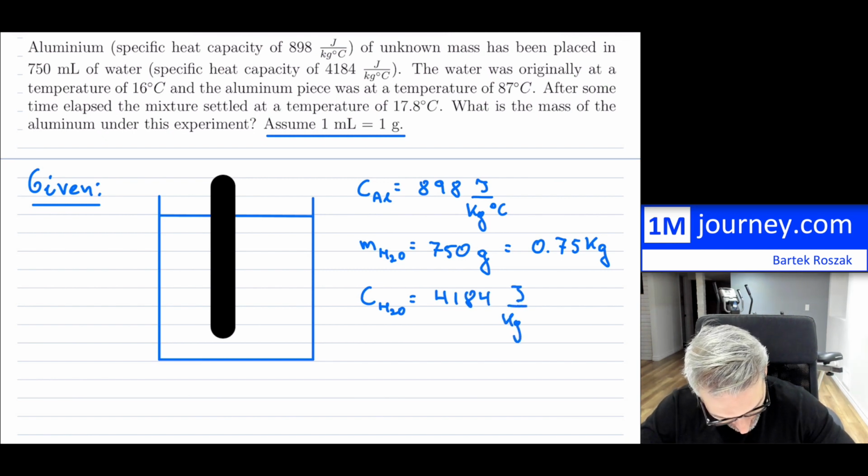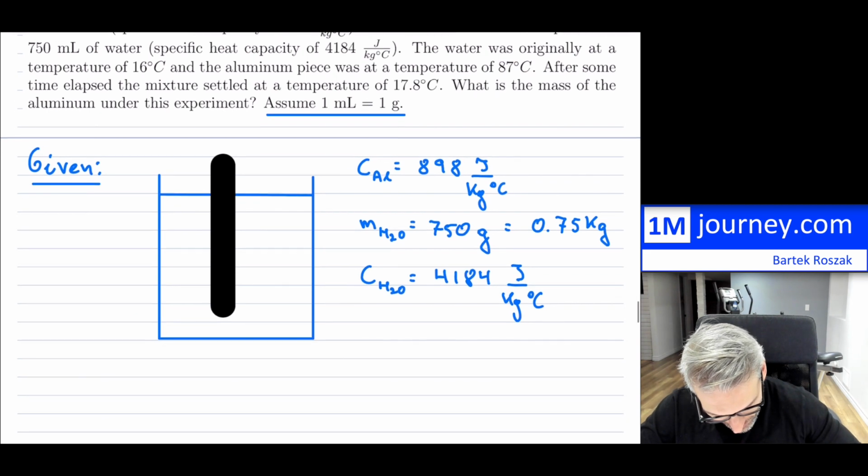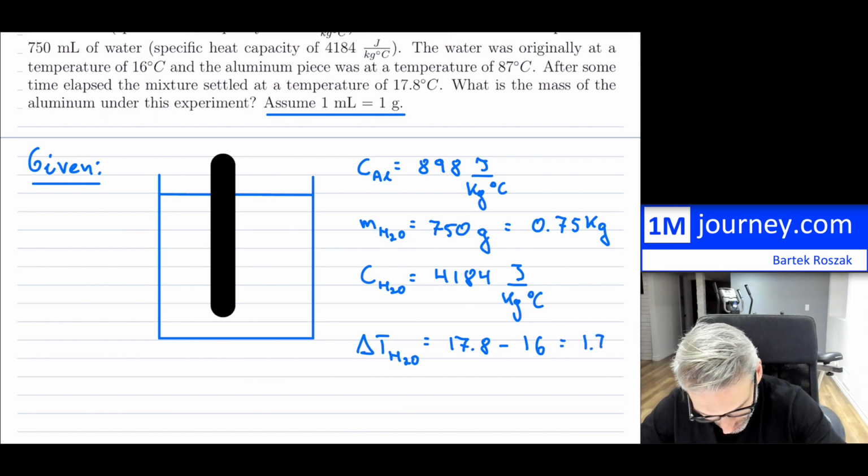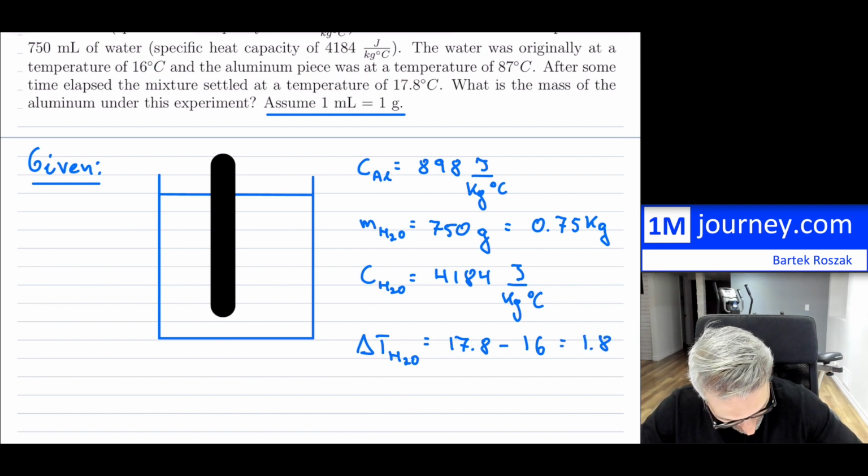Now, the water's original temperature, notice that we're going to have a change of temperature for water. This change of temperature for the water is going to end up at 17.8, and it starts off at 16. So this is nothing else but just 1.8 there. That's all that it is in terms of a change in degrees Celsius.